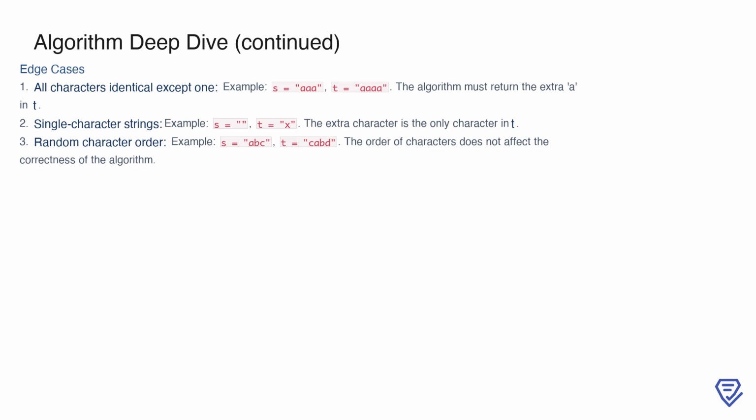Another case is when the characters in s and t are in random order, such as s equals abc and t equals cabt. The order does not affect the correctness of the algorithm, as it relies on counts or XOR, both of which are independent of position. These examples show the robustness of the algorithm in handling a variety of inputs.